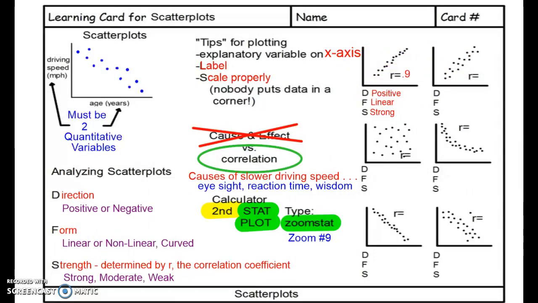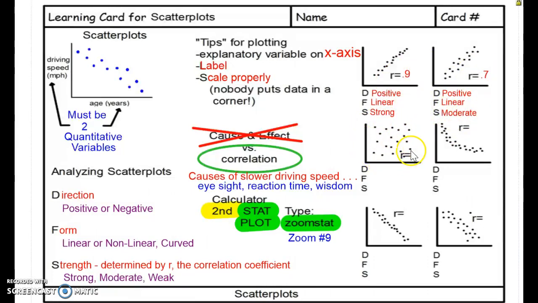Let's take a look at the next one. In this one, we have a correlation of 0.7. By looking at the scatter plot first, I can tell that there definitely is a positive direction. It is pretty linear. It's all in a line, so I'm going to say that's linear. And then based off of the correlation coefficient of 0.7, I would say that's a moderate strength. Okay, 0.9 is strong, 0.7 we would say moderate.